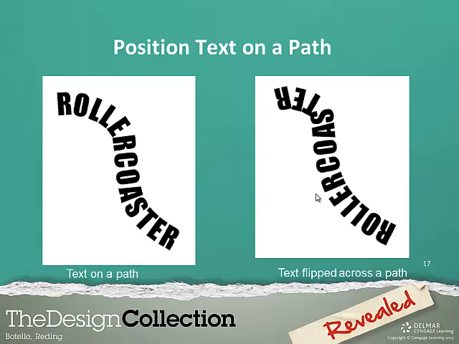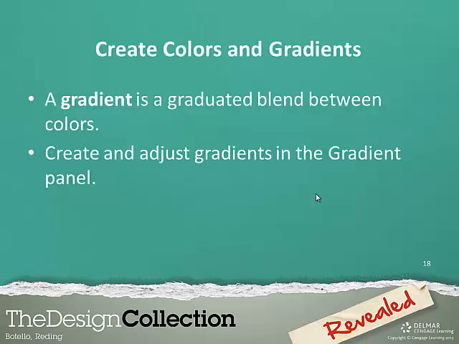Alright, and then it will pick up and show you how to do an example of this on page 2-16, and you'll work through that. And then it picks up in lesson 4 on 2-18 with creating colors and gradients. You can create colors and gradients. A gradient is a graduated blend between colors. You can create and adjust gradients in the gradient panel.